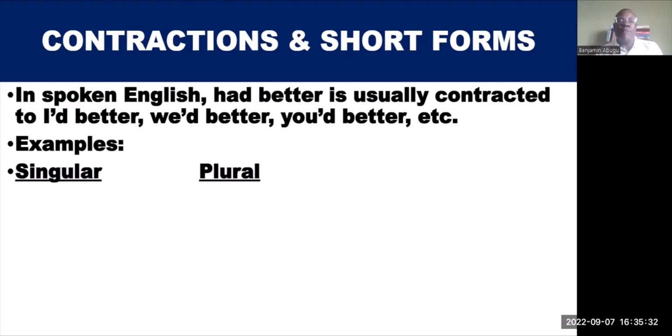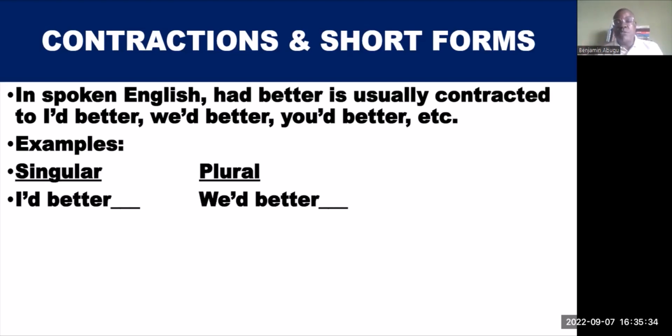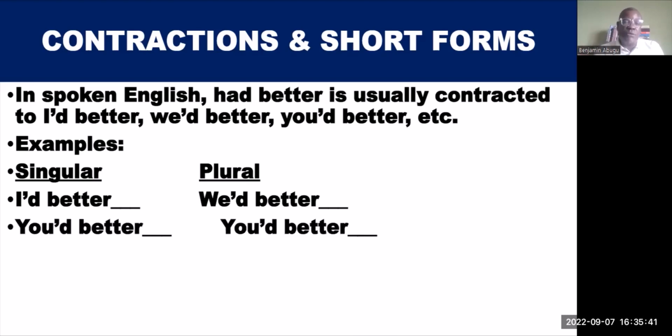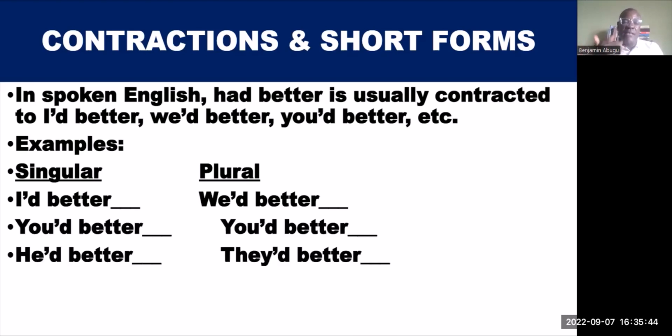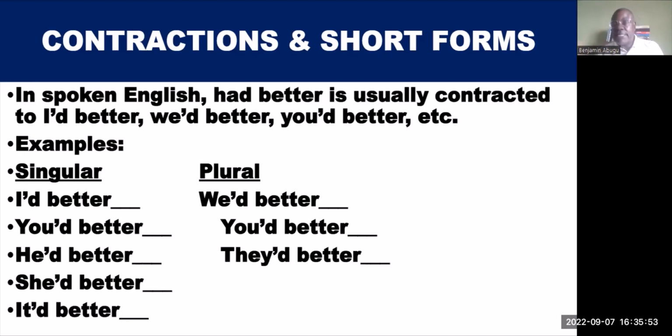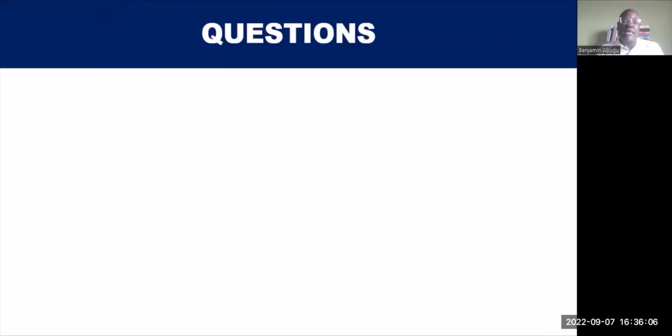things like that. Then we can use that contraction either with the singular or the plural. I'd better, we'd better, you'd better, he'd better, they'd better, okay? She'd better, you know, it'd better. No, that is a little bit, you know, slightly difficult, but it'd better, all right? So those are the contractions.